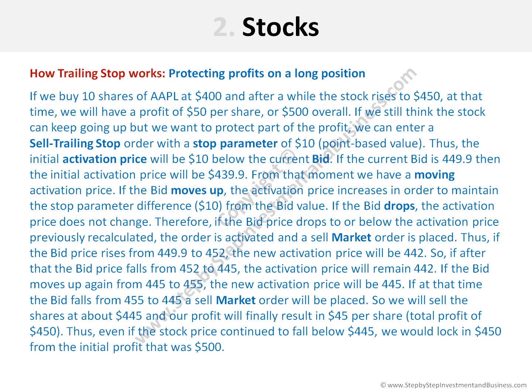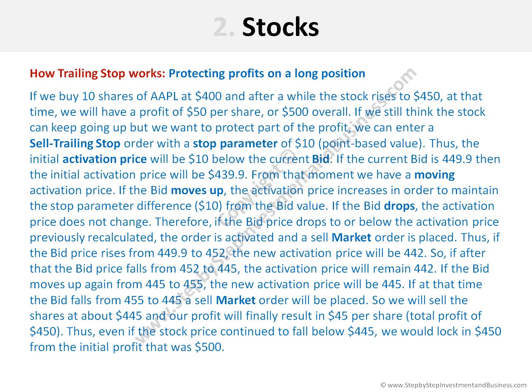Here we can see an example of how the trailing stop order works in the case we would be protecting profits on a long position. If we buy 10 shares of Apple at $400, and after a while the stock rises to $450, at that time we will have a profit of $50 per share, or $500 overall. If we still think the stock can keep going up, but we want to protect part of the profit, we can enter a sell trailing stop order with a stop parameter of $10.